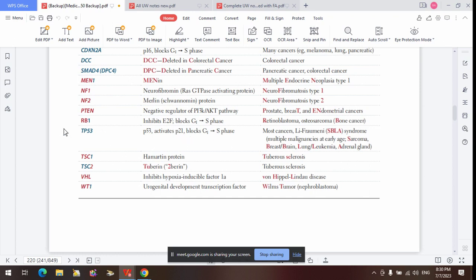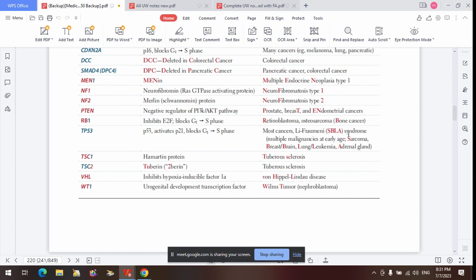I would say the cancer that is associated with P53 mutation is called the Li-Fraumeni syndrome. They are called the SBLA. S standing for the sarcoma, B for the breast and the brain, L for the lung and the leukemia, and the A for the adrenal. SBLA: S sarcoma, B brain and the breast, L for the lung and leukemia, and A for the adrenal. Brain and the breast are very close together. So the brain, the next thing is the breast. So not brain and bone. Just remember brain, then the breast, then the lungs and leukemia.